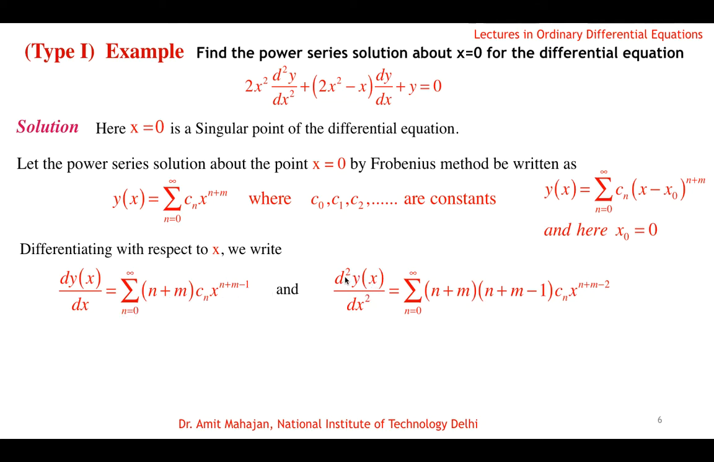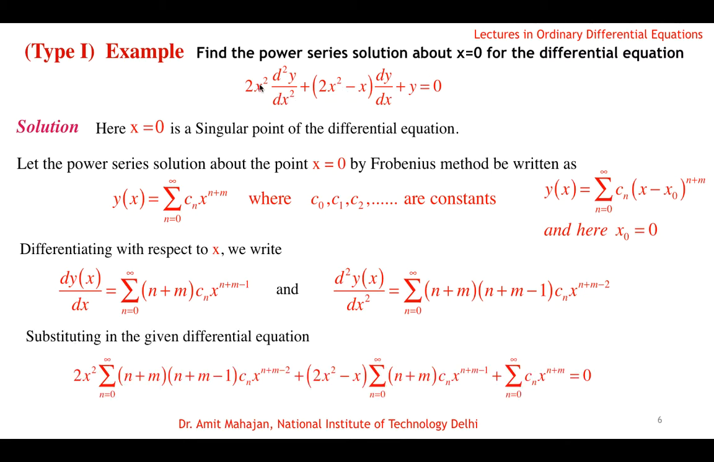Okay, similarly we calculate the second derivative. So the second derivative means (n plus m)(n plus m minus 1) goes here into x raised to power n plus m minus 2. Okay, so this term, and then we substitute all these three back in the differential equation. So on substituting it is 2x square into the second derivative series, plus (2x square minus x) into the first derivative series, plus y, and y is this series.